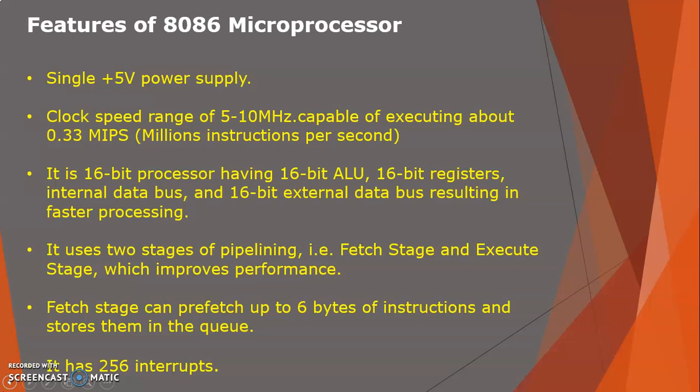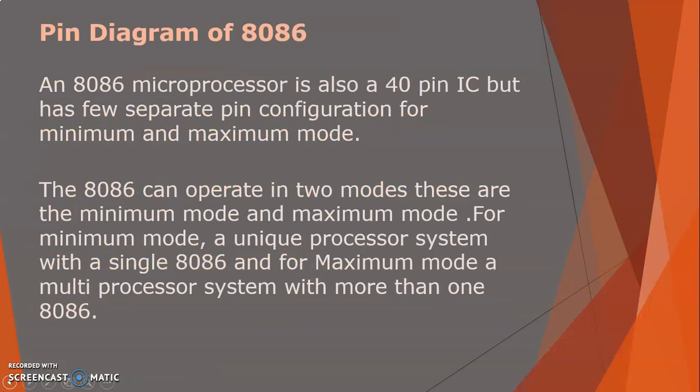Third, the fetch stage can prefetch up to 6 bytes of instructions and stores them in the queue. It has 256 interrupts. So these are the features of the 8086. Now we will see the pin diagram of the 8086. Then we will study the architecture. First we will study the pin diagram in total.